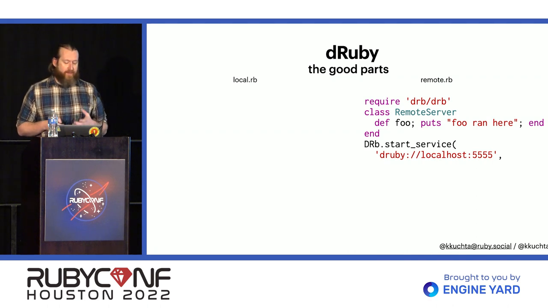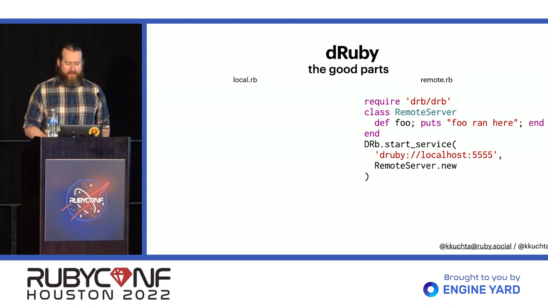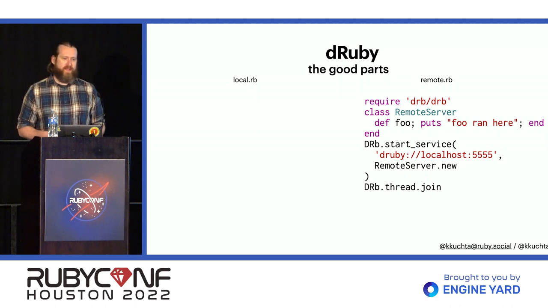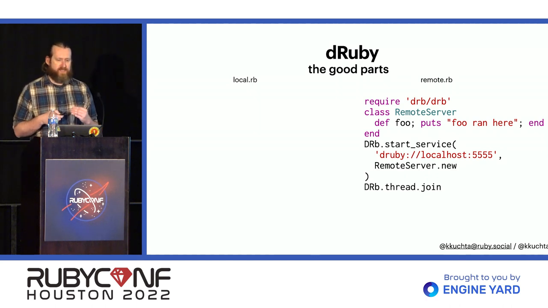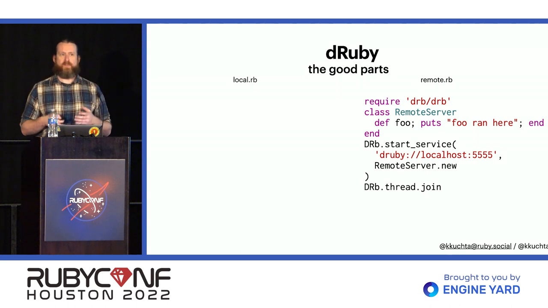Then we give it some object that's going to handle requests for this service on this port. And here we're just going to give an instance of remote server. Next, we call DRb.thread.join. This will block this script at this point so that it doesn't immediately exit. It will stay running and listening for incoming connections.